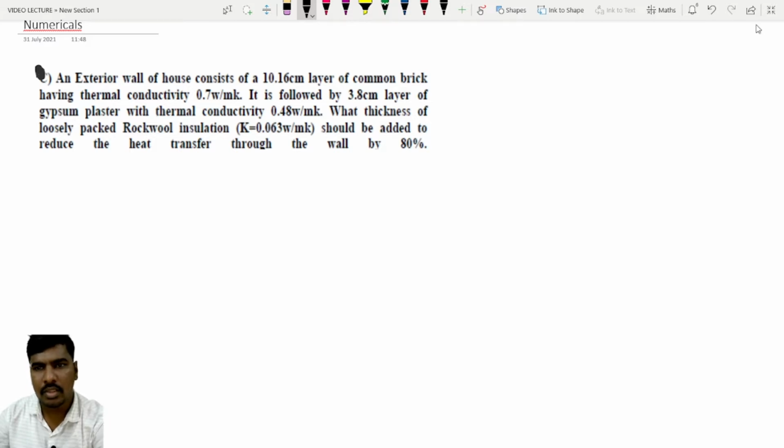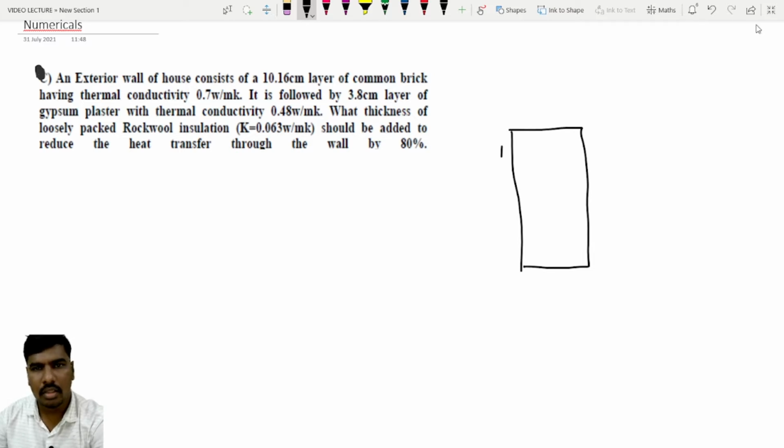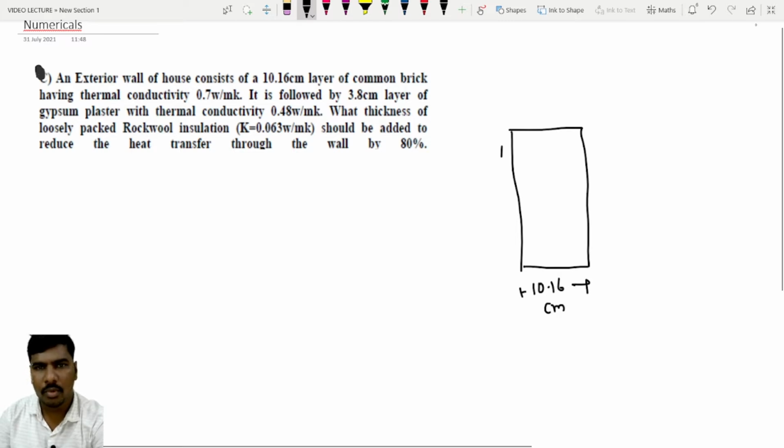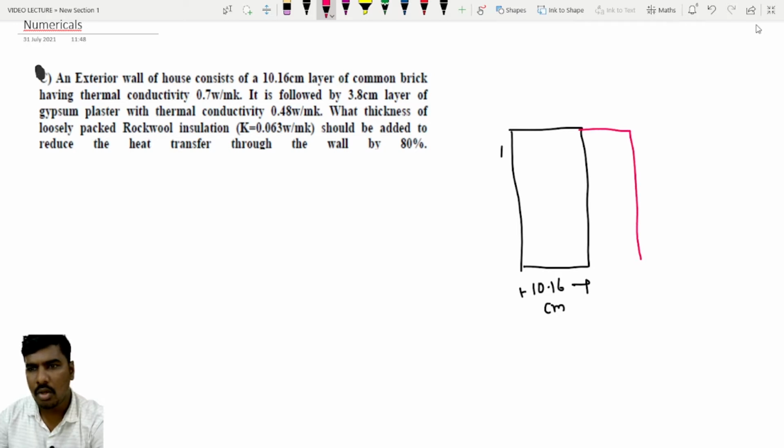So here what is given, this is the exterior wall of a house. The first layer is made of a common brick which is having 10.16 centimeter thickness, and it is followed by another layer of a gypsum plaster, which is having a thickness of 3.8 centimeter.